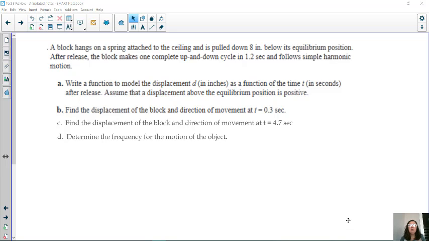A block hangs on a spring attached to the ceiling and is pulled down 8 inches below its equilibrium position. After release, the block makes one complete up and down cycle in 1.2 seconds and follows simple harmonic motion.